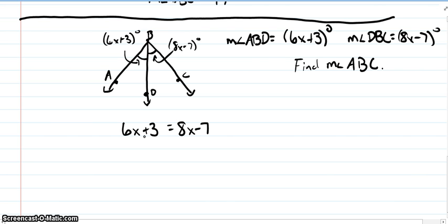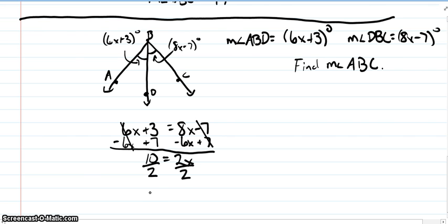So 6x plus 3, we can just start solving. Let's add 7 to both sides. And I trust your algebra skills, so in the same time we can subtract 6x. So this cancels. Here we're left with 10. Here we're left with 2x, and this cancels. So we can divide by 2, and we'll get 5 is equal to x. Now we're not done, because we weren't told to find x. We were told to find the measure of angle ABC.